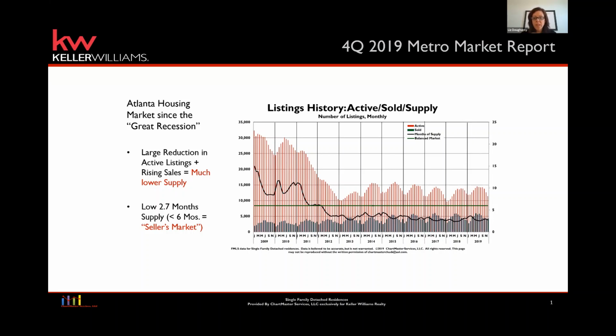The green bar is showing what a balanced market is, which is typically 6 months of supply. So that green bar is to show if we're above or below it, and that shows what kind of market we're in. So that's a great one for both buyers and sellers to show what's happened over the course of recent years.